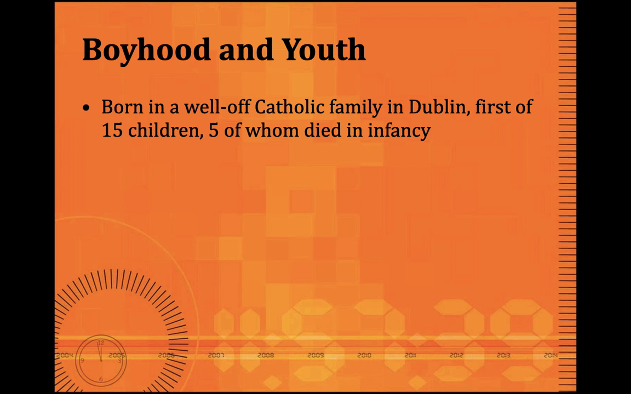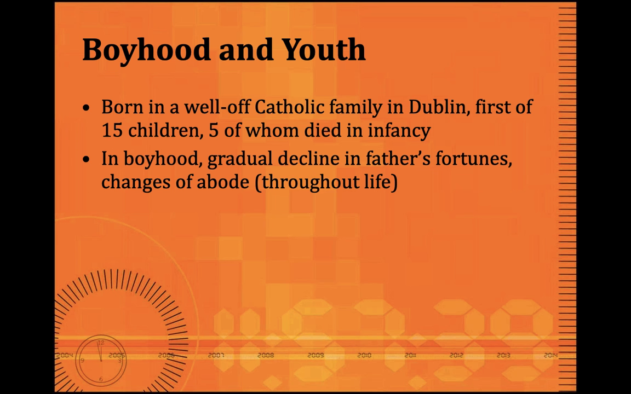Joyce was born in a well-off Catholic family in Dublin as the first of 15 children, 5 of whom died in infancy. So Joyce was the first of 10 children. And his family, who was well off at the time he was born, became poorer and poorer and progressively declined in fortunes. They moved into poorer homes as well. You can see that in Portrait of the Artist.